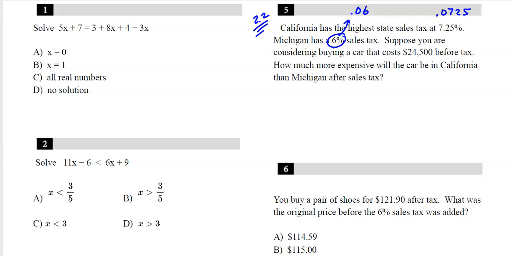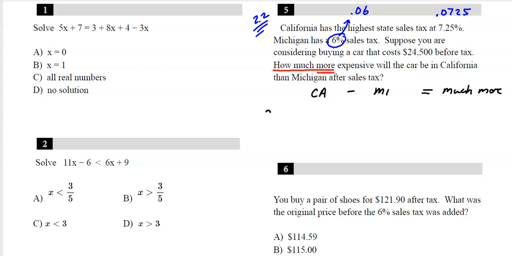How much more expensive? So that's an important phrase right there. How much more? So you're going to be doing subtraction here. How much more expensive will the car be in California than Michigan? So basically we need to do the California price minus the Michigan price, and that'll tell us how much more it'll be. Well, the easiest way to do sales tax is like this.